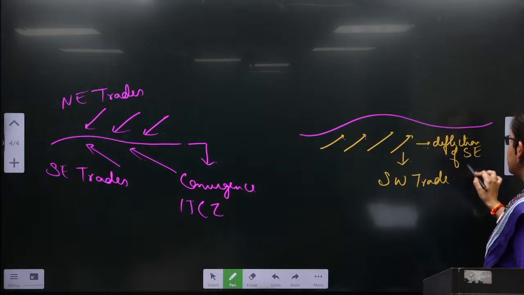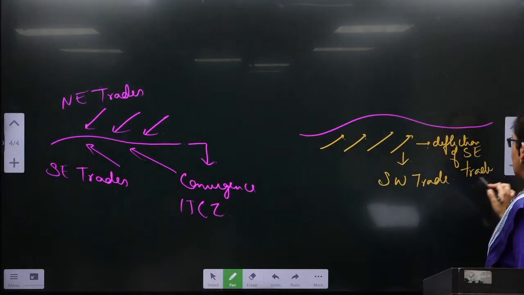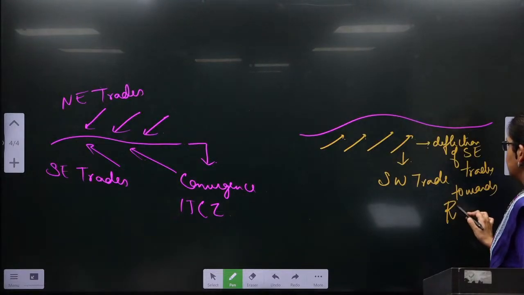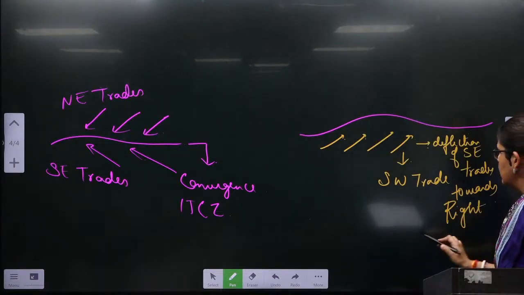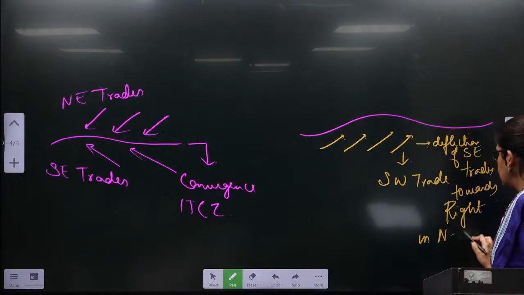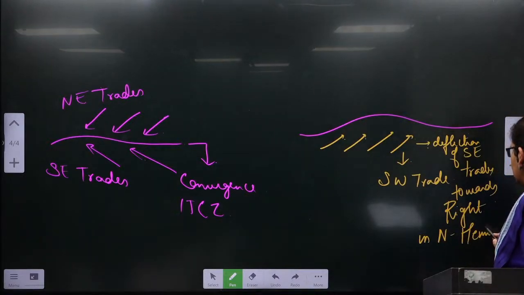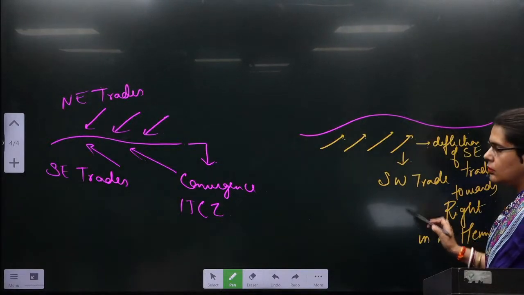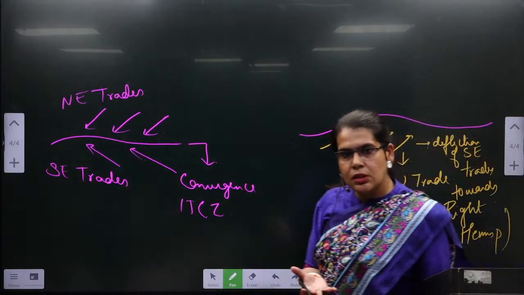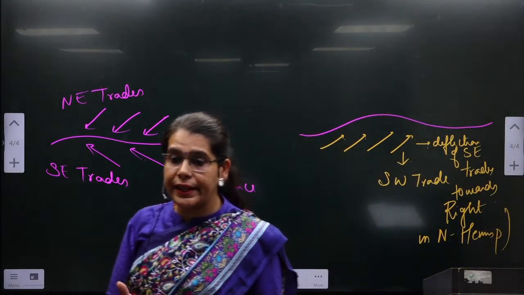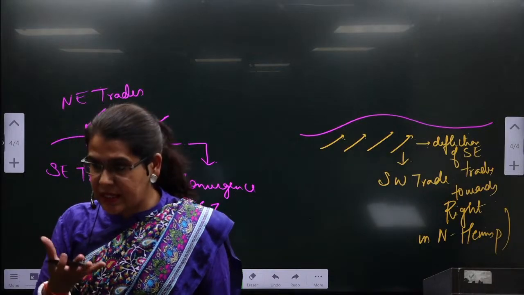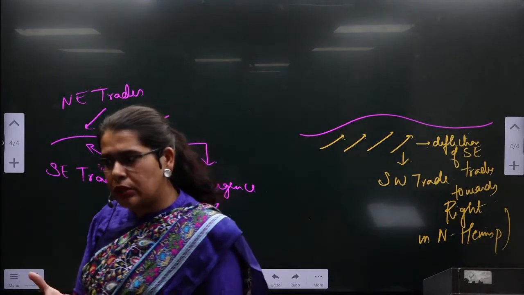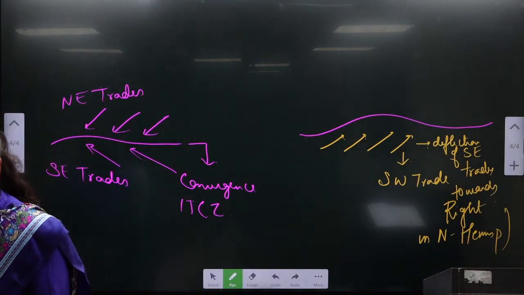Deflection of the southeast trades towards right in the northern hemisphere. This is clear? Simple. So अब कौन से winds हैं over India during this season? Let's say during June. Now which winds are prevalent over India?